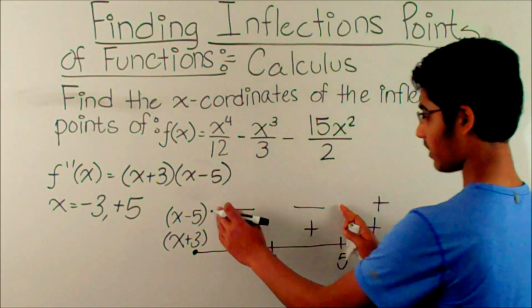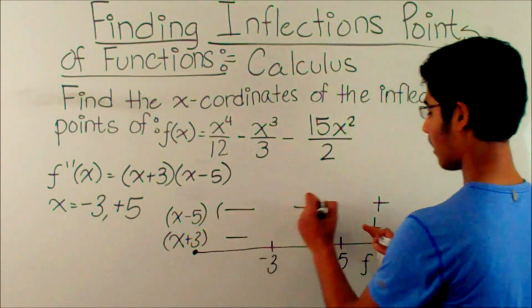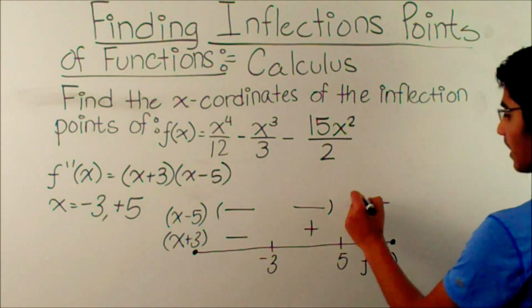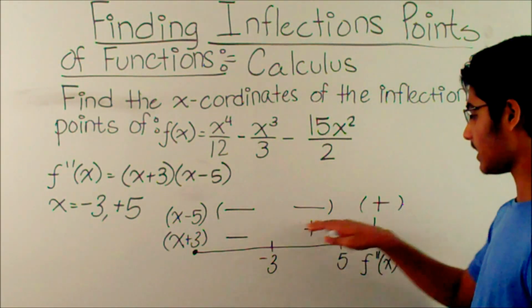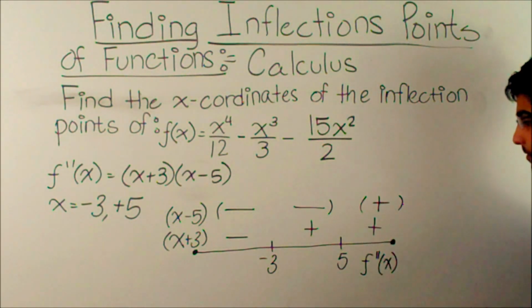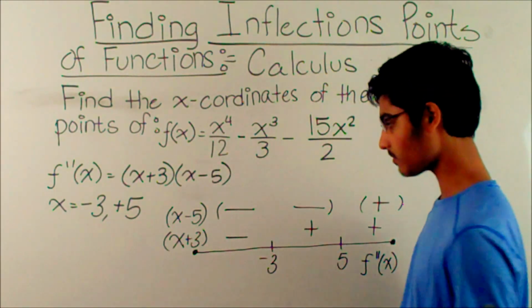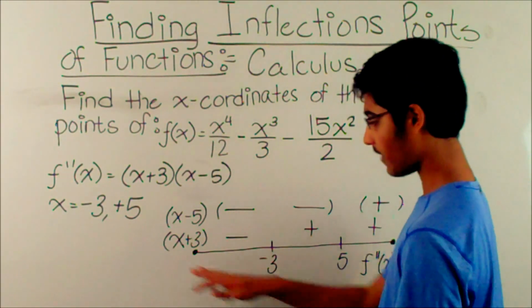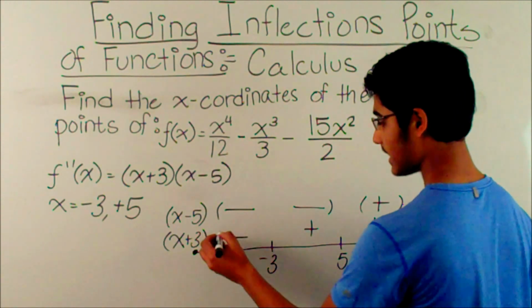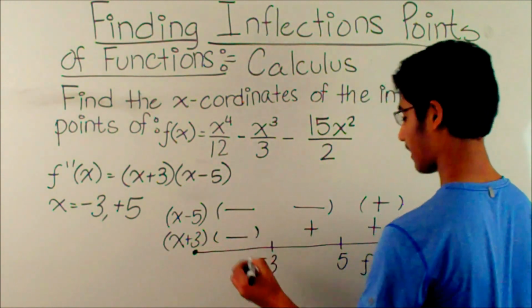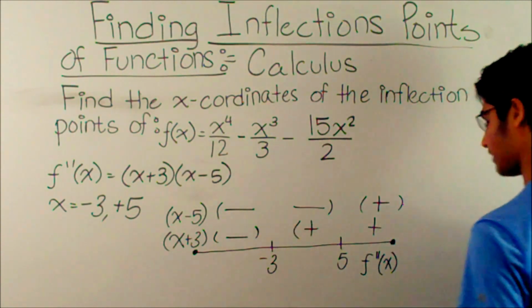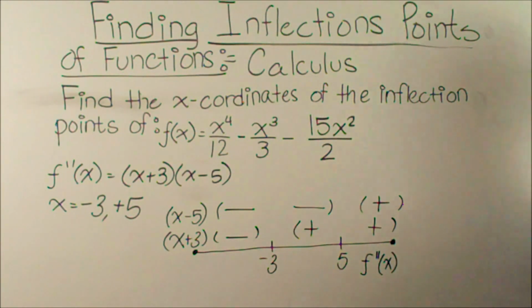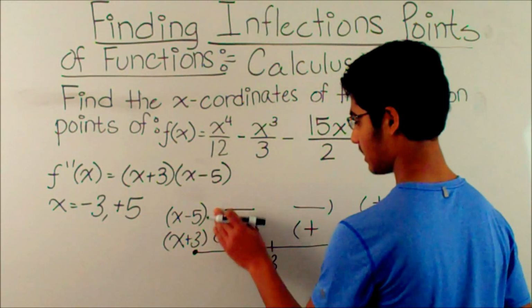So for this factor, it's negative on this domain and positive on this domain. So it's negative from negative infinity to 5 and positive from 5 to infinity. And for this lower factor here, x plus 3, it's negative from negative infinity to negative 3 and positive on the open interval from negative 3 to infinity. So you can see that it works out like that. Let's erase these marks.